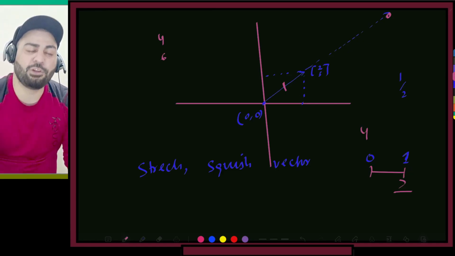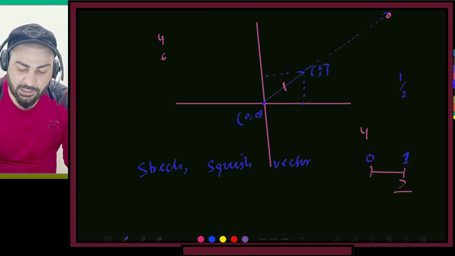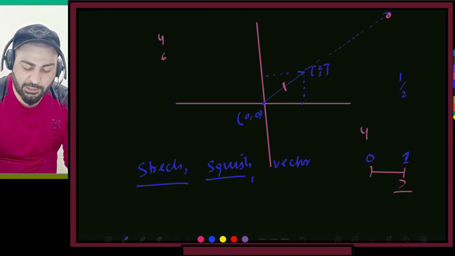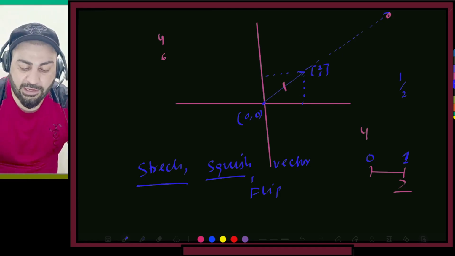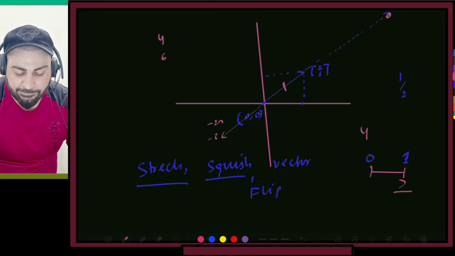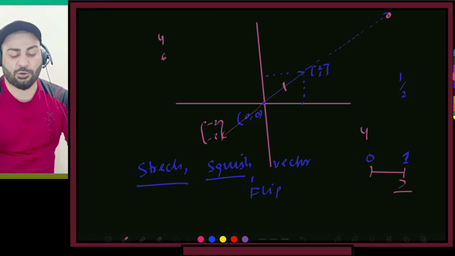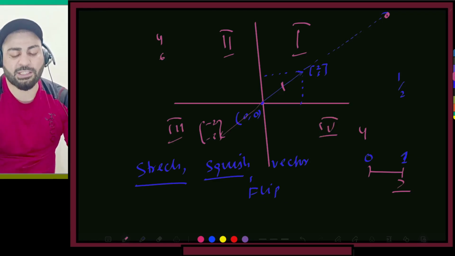Now if you multiply it by a negative, it will flip the vector. So what it does is it will stretch, squish, or flip. Let's suppose I multiply it by -1. So it will be -2, -3. -2, -3 is in this quadrant. This is my first quadrant, second, third, and fourth. So this is what scalar multiplication does.